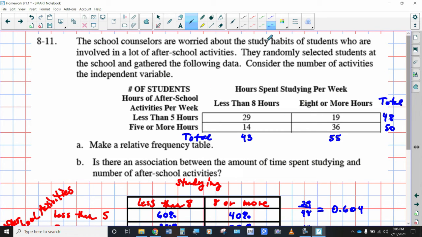School counselors are worried about study habits of students who are involved in a lot of after-school activities. Oh, I like this problem. Okay, we'll spend the time on it. They randomly selected students at school and gathered the following data.